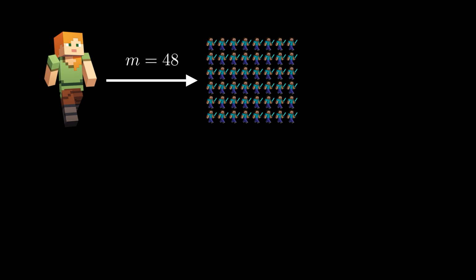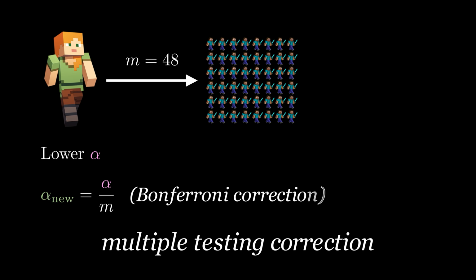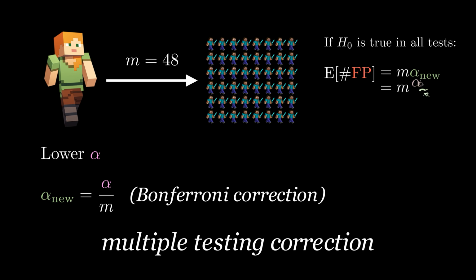Well, we'd clearly need to lower our significance threshold to make it more stringent. This process is called multiple testing correction, and there are many different methods depending on the assumptions you make. But the simplest and most stringent way of doing this is just to divide your significance threshold by the number of tests you performed. This is called the Bonferroni correction, and it has the nice property that the expected number of independent false positives will be equal to alpha, and so always less than 1.